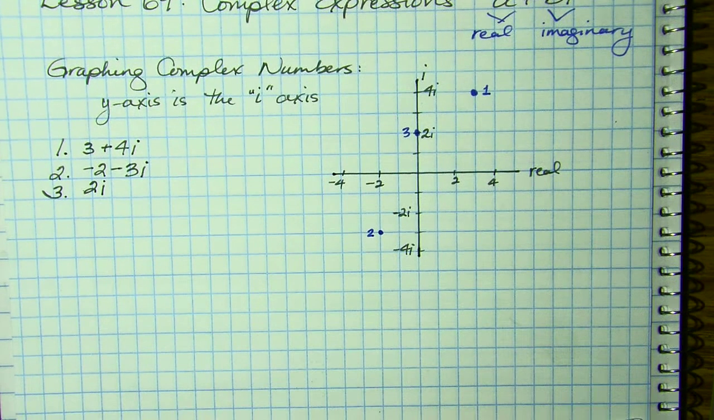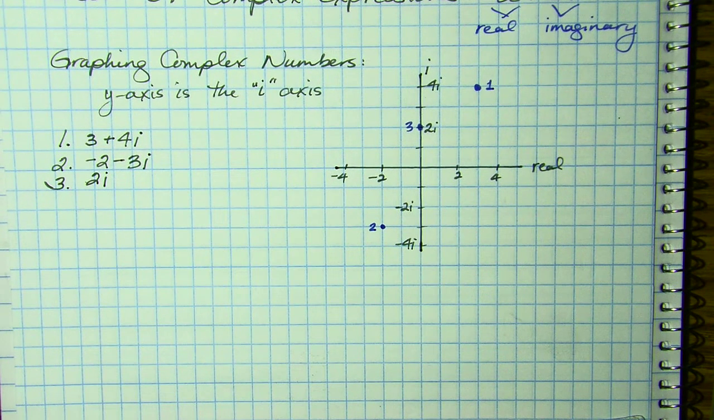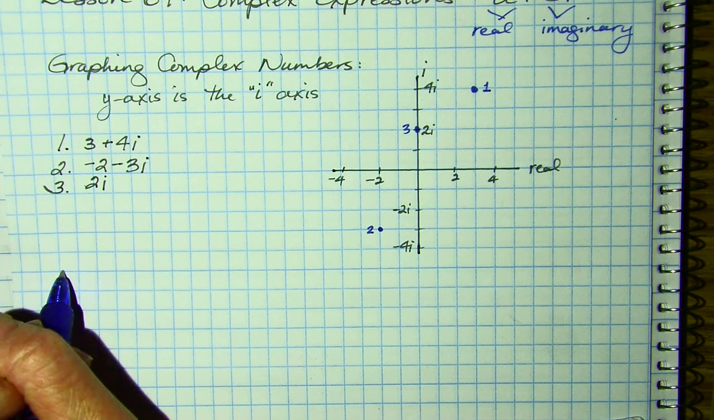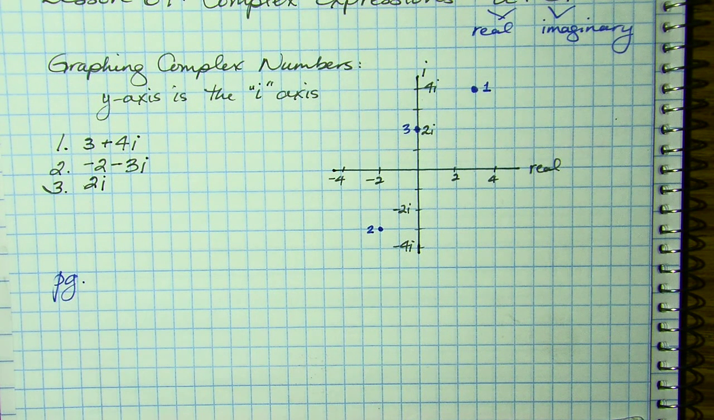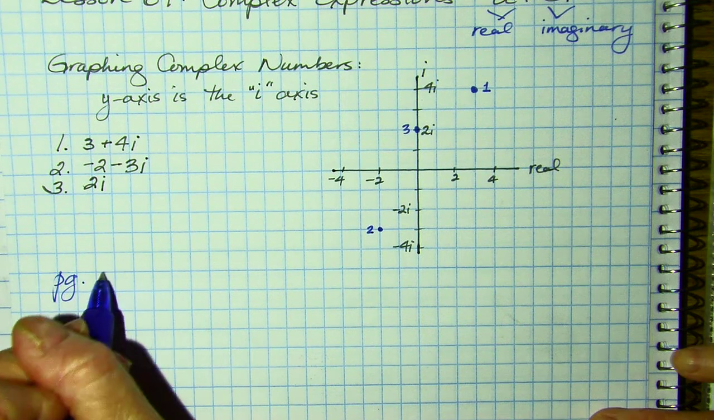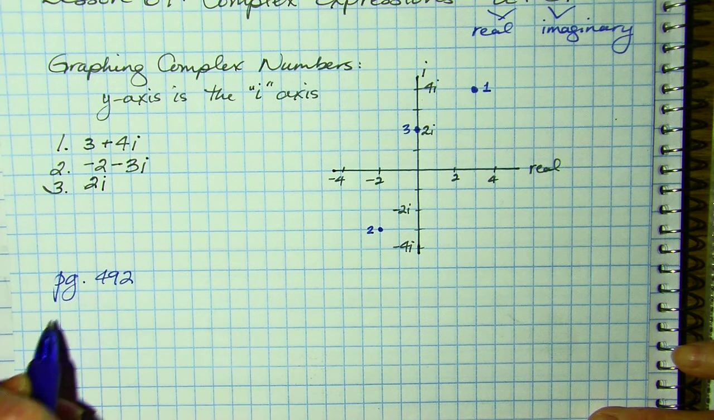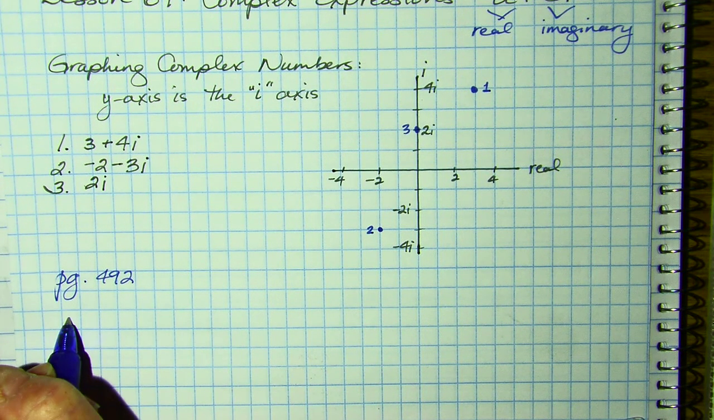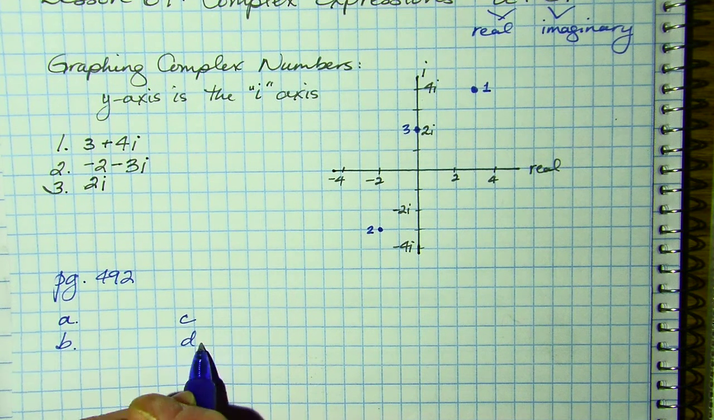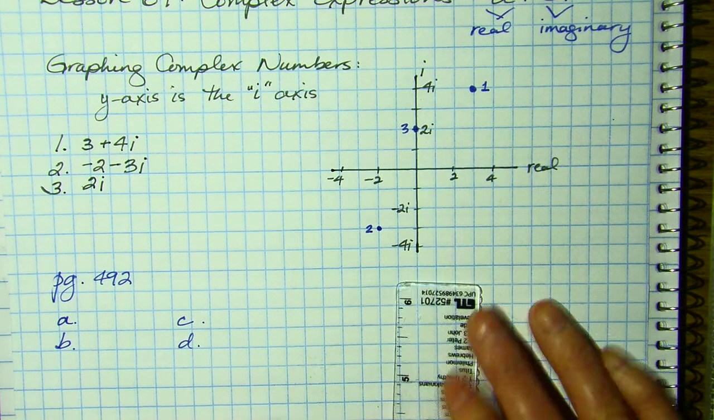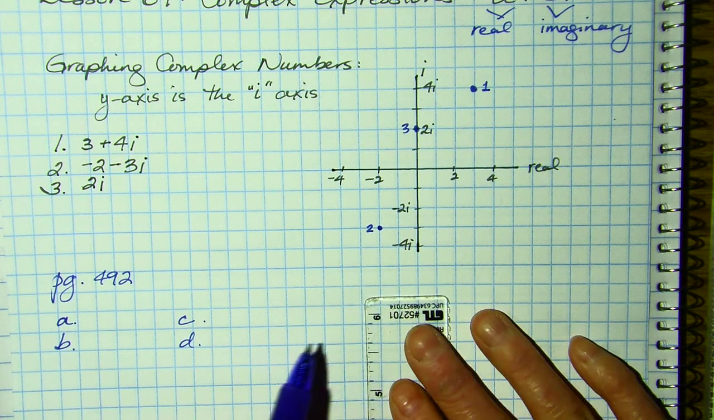So let's now go to our lesson practice, which is on page, hold on, sorry, I don't have the page turned to it. It is on page 492. And so let's do A, B, C, and D, and we'll do it on the same axes just to keep it short and sweet.